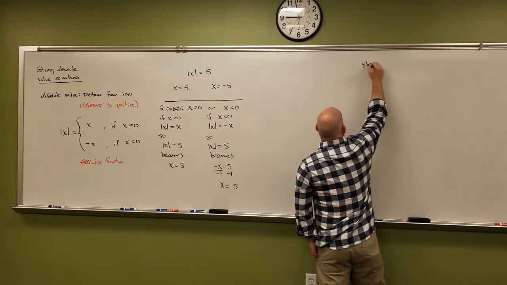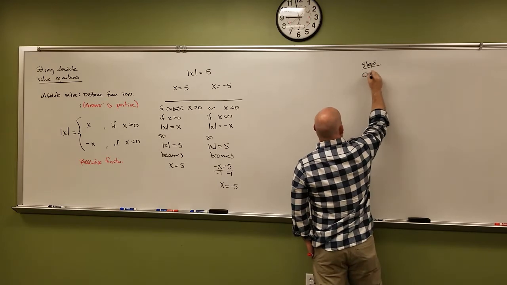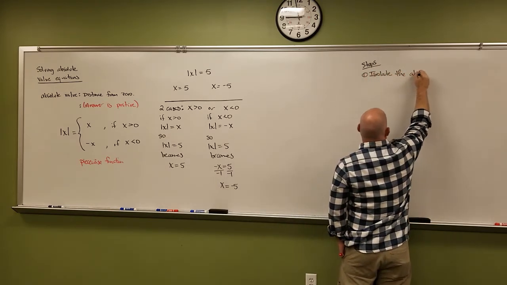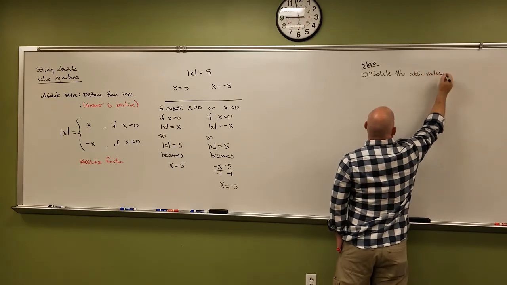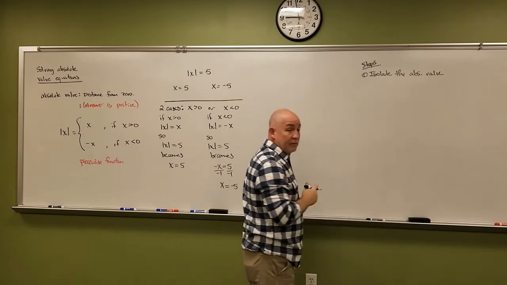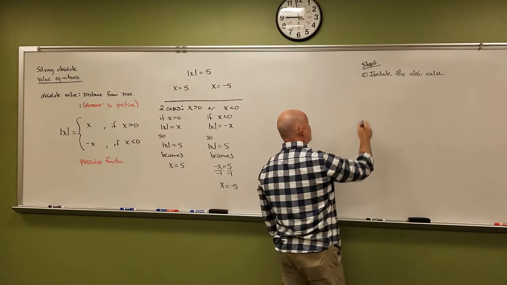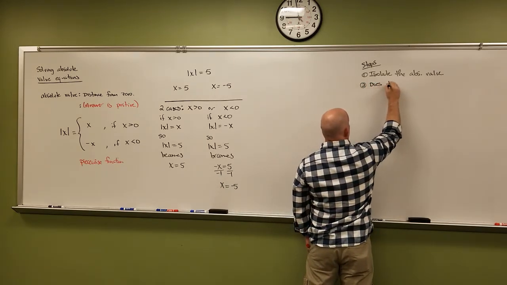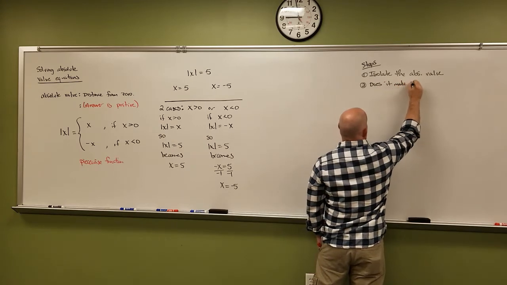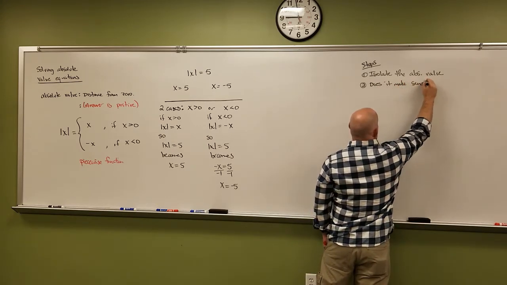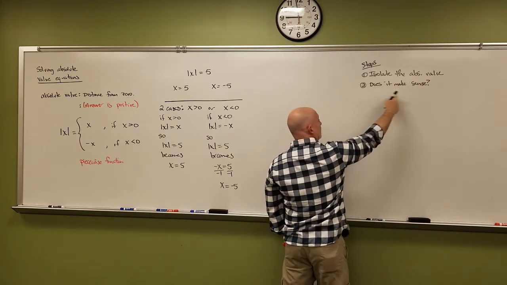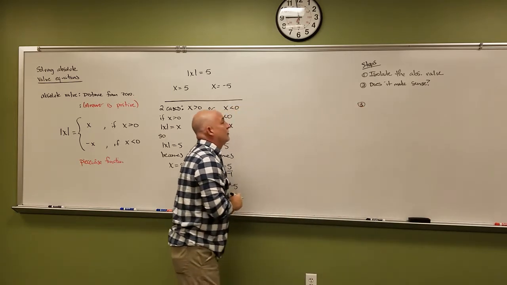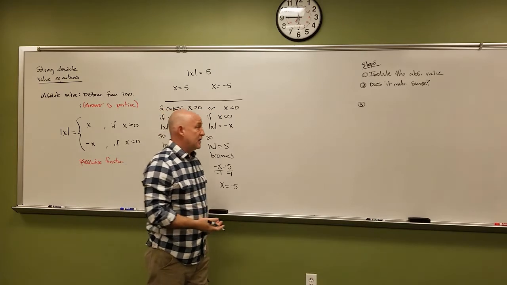Steps. Step 1, isolate the absolute value. Basically what I mean is get that thing on the side all by itself. Step 2, we're going to ask a question. Does it make sense? Now leave yourself a little line right there. I'm going to write something in there in a second if you're copying down with me. So once we isolate the absolute value, we're going to see does it make sense.